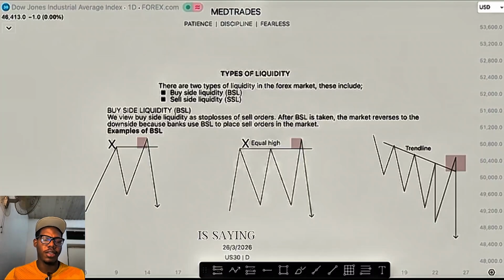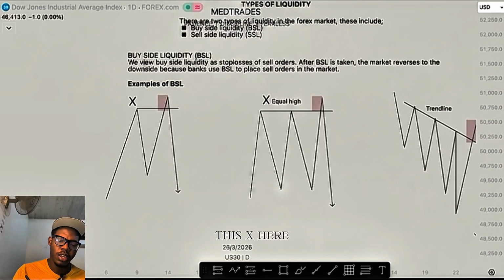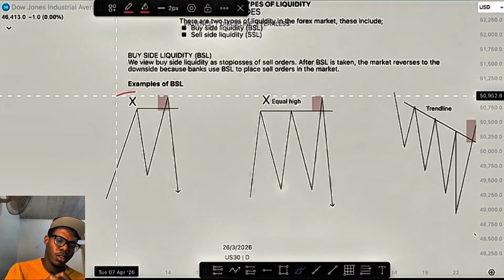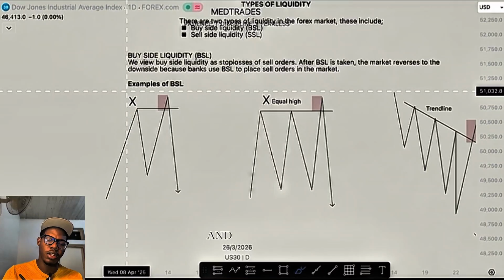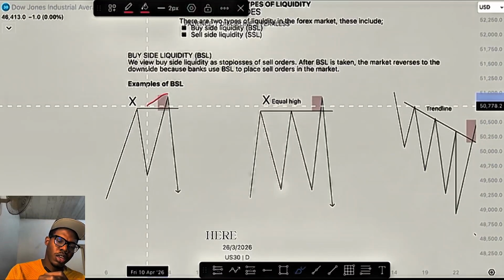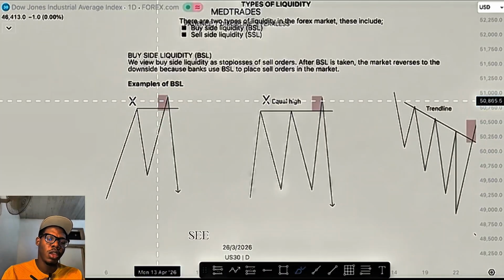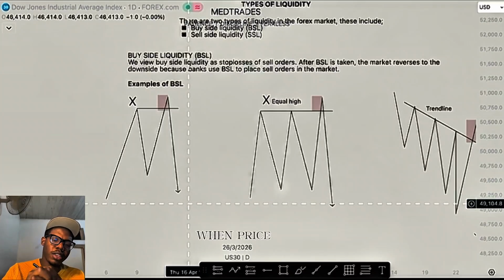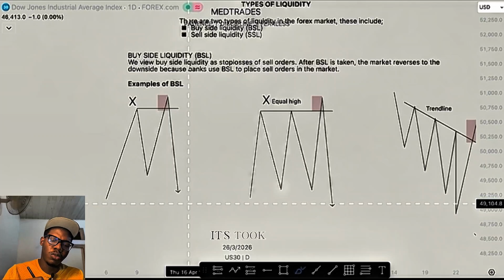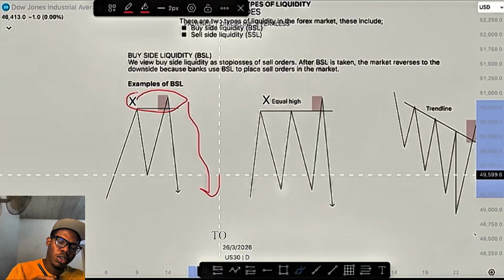So what it's saying is that, as you can see here, this X here signifies the buy side liquidity, right? And this zone here is where the liquidity has been taken already. So you can see immediately, when price came here, it took out this buy side liquidity, and continued to sell.